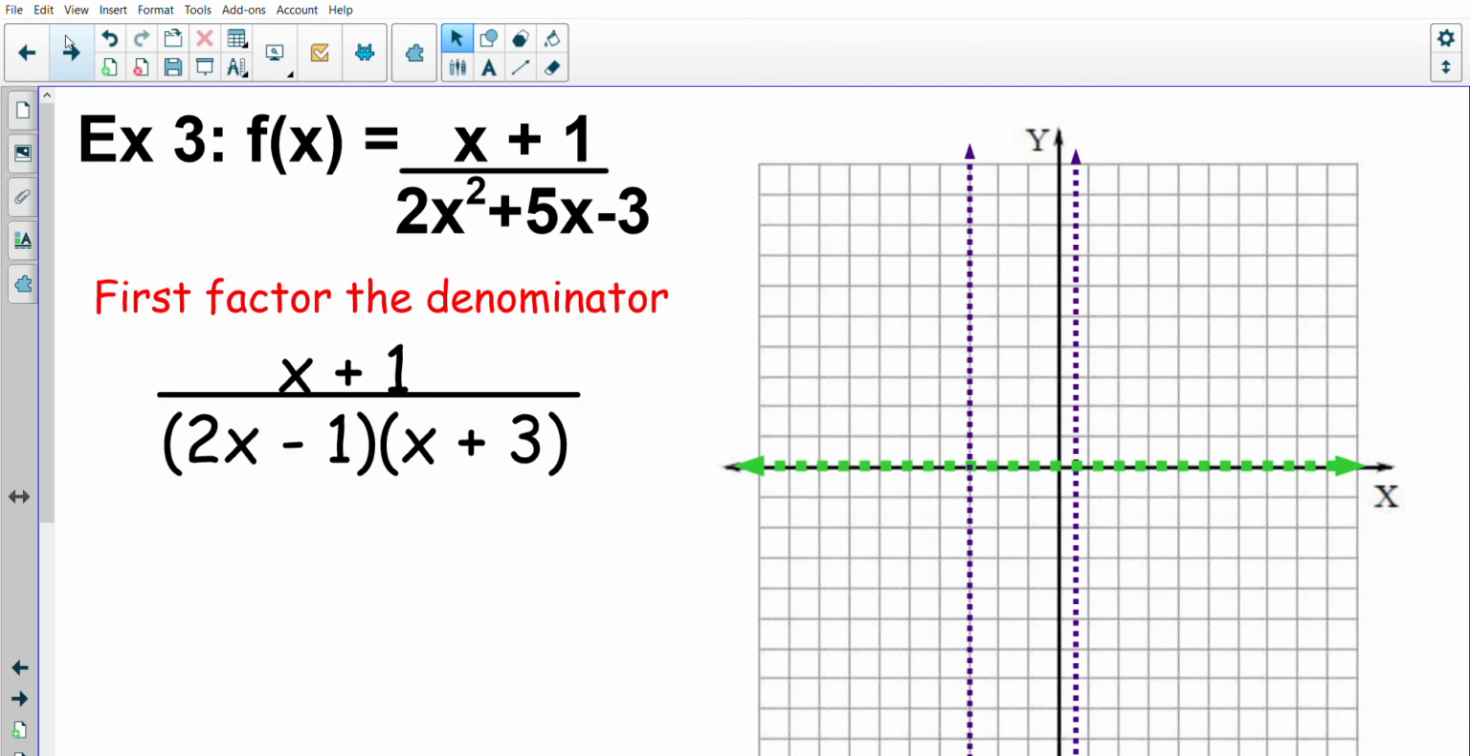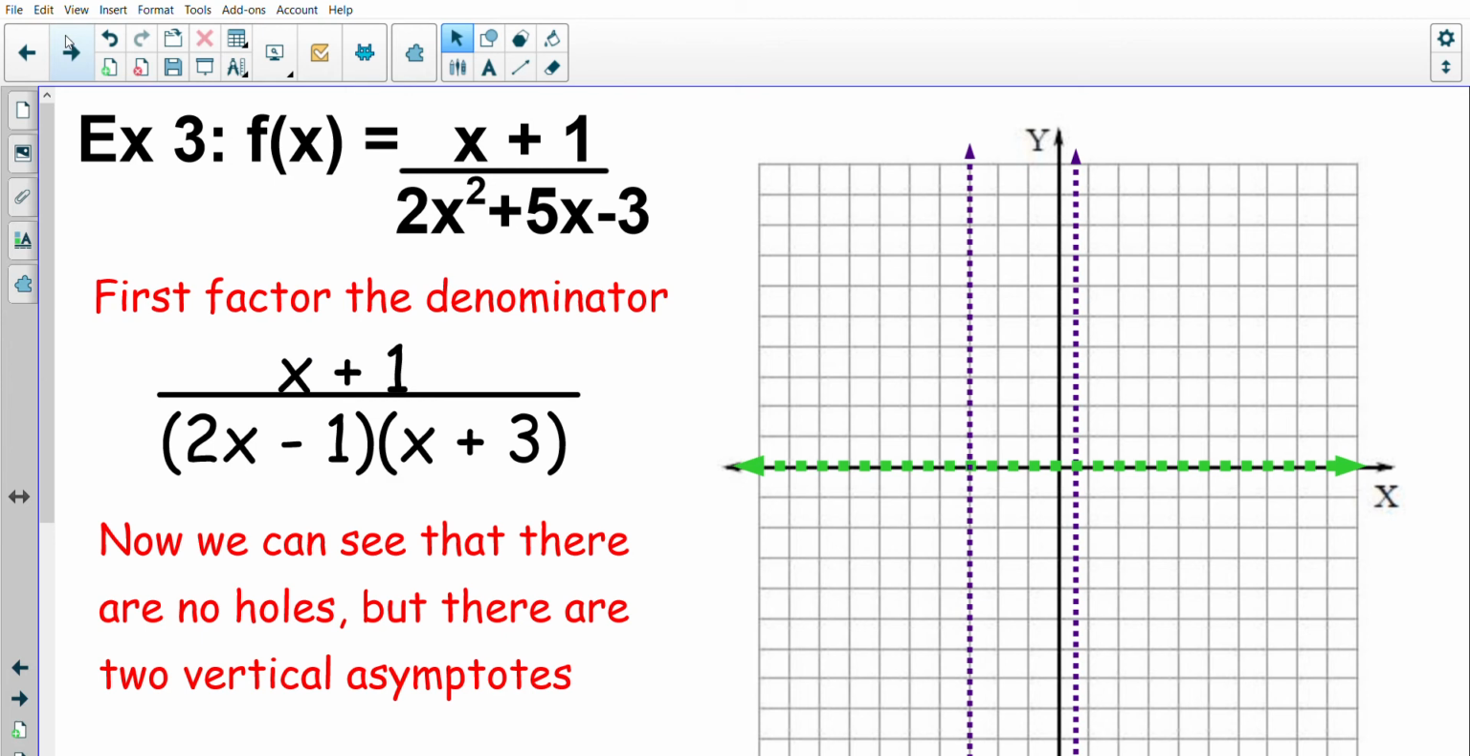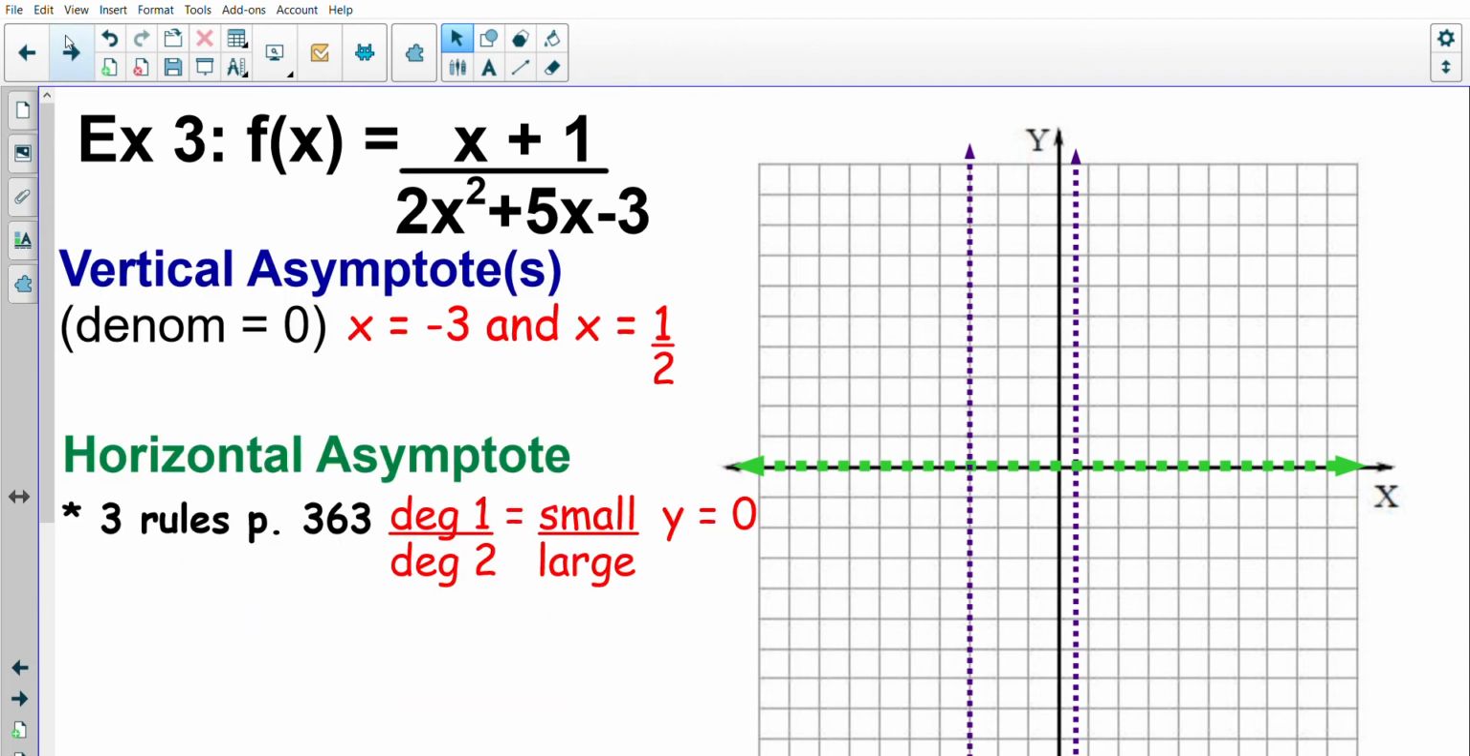Another example, x plus 1 over 2x squared plus 5x minus 3. We need to factor the denominator first. In finding our vertical asymptotes, we're going to set our denominator equal to 0, so we want that factored. We also need to make sure we don't have any matching factors between our numerator and denominator, because those would turn out to be holes instead of vertical asymptotes. After we factor, we can see there aren't any holes because I don't have any matching factors, but we are going to have 2 vertical asymptotes, and when I set those factors equal to 0, the asymptotes are at negative 3 and 1/2, as shown by our dotted lines on the graph here.